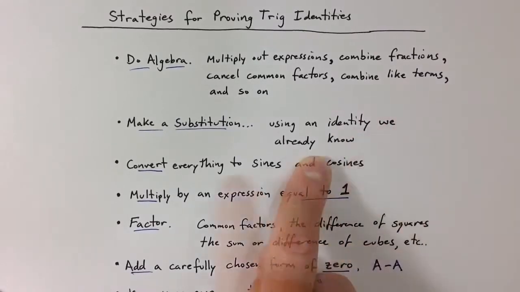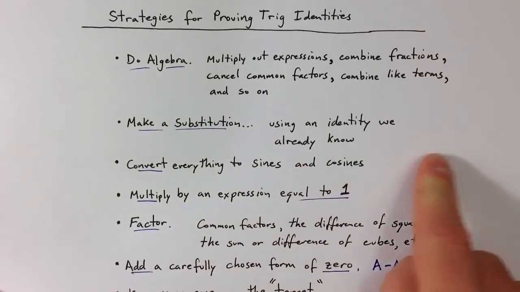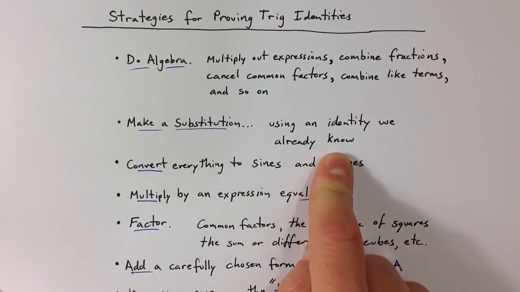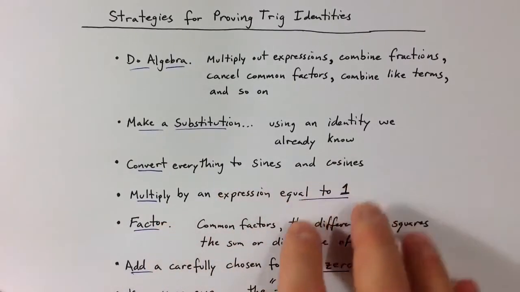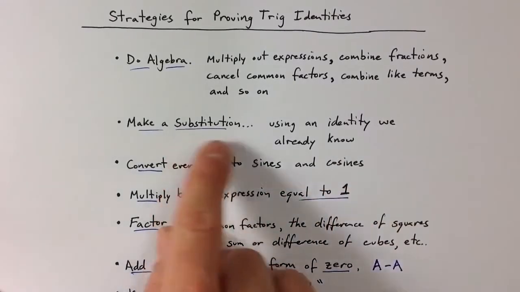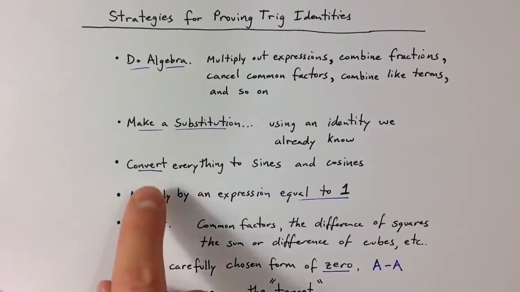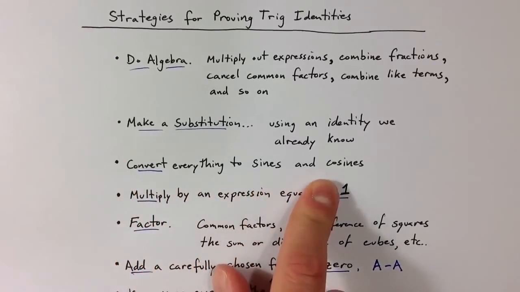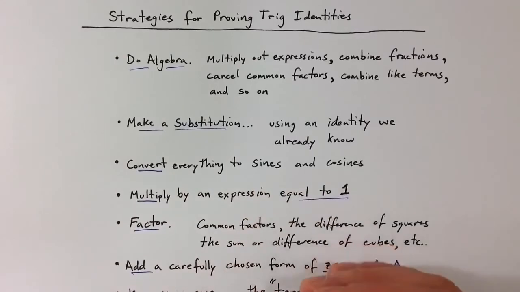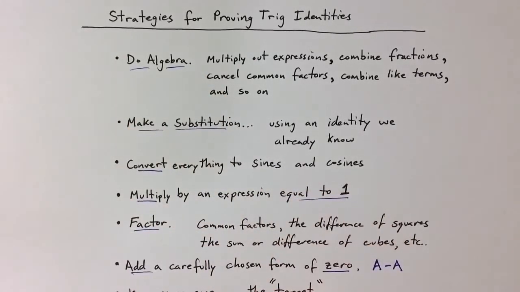that. Because of the relationships that exist among trigonometric functions, we can use identities that we've already established to make substitutions and replace part of an expression with something else, and that can sometimes help us make connections between the sides of an identity. If nothing else seems to work, we can always convert everything to sines and cosines, and that sometimes helps us create some algebraic steps that we can then do.